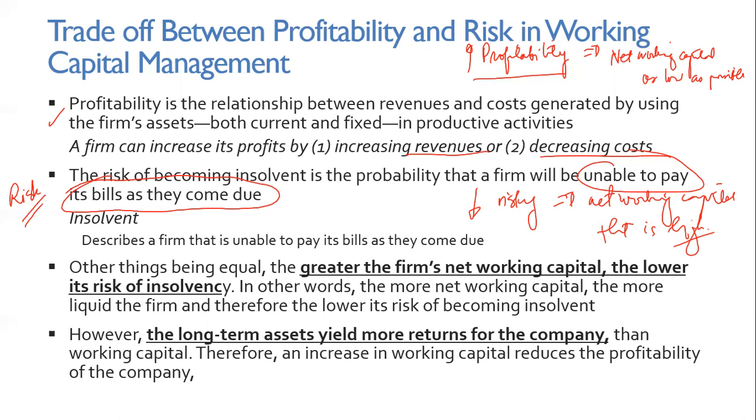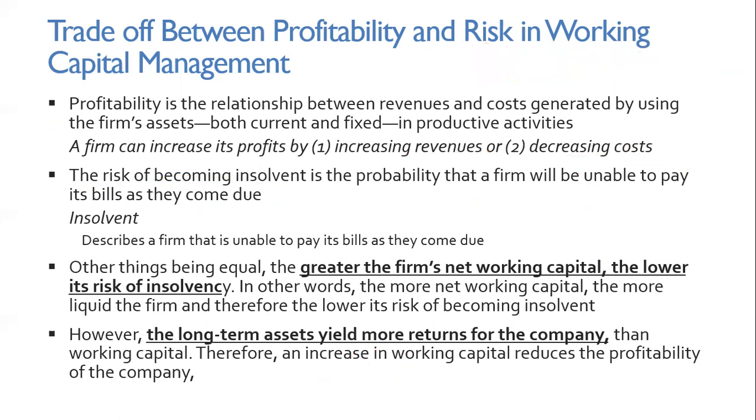And the converse is true. If there are more long-term assets, because the long-term assets yield more returns to the company, then you have less current assets. And if you have less current assets, your working capital is also less, and therefore it increases the risk of the company. So that's the principal trade-off between the two. Let's discuss that trade-off in a little bit more detail.